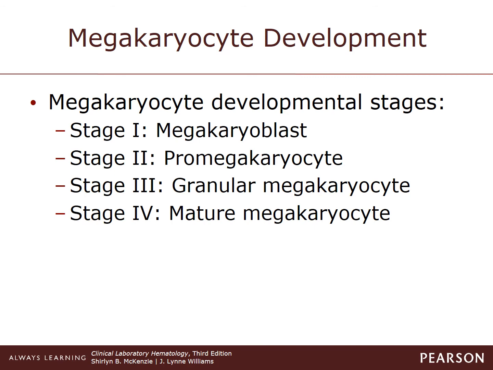They are divided into 4 stages of development, which discusses the quantity and characteristics of the cytoplasm, the size, chromatin pattern of the nucleus, and lobulation. Those 4 stages of development are stage 1, Megakaryoblast, stage 2, Promegakaryocyte, stage 3, granular megakaryocyte, and stage 4, mature megakaryocyte.